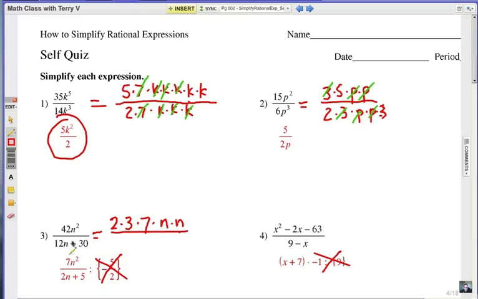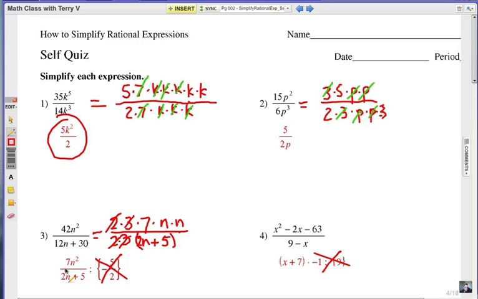And on the bottom, 12n plus 30. Look for a greatest common factor. That would be 6, which is 2 times 3, if I just combine those steps there. And on the outside, I have 2n plus 5. Again, that's 6 times 2n plus 5. Obviously I can cancel out my 2's and my 3's, and that is it.